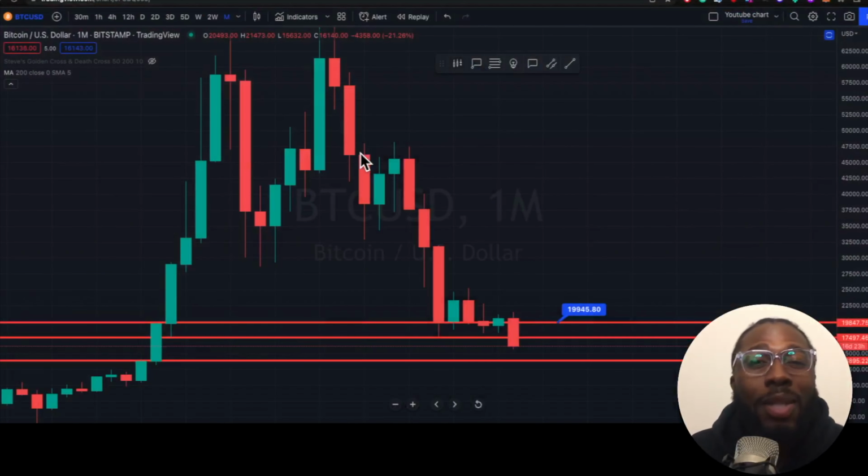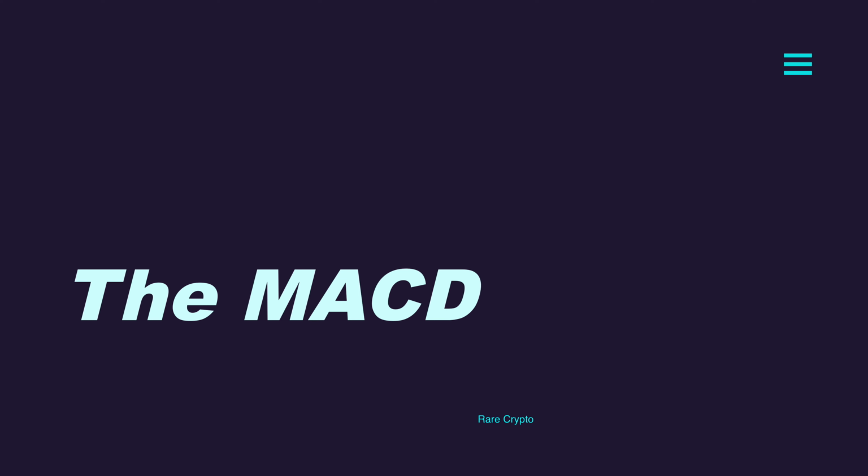Alright, so what we're looking at here is the monthly chart of Bitcoin and USD. And what can we see? We can see that in the month of November, the price opened up at $19,945 and is now at $16,200. Okay? Now it's time for the MACD.